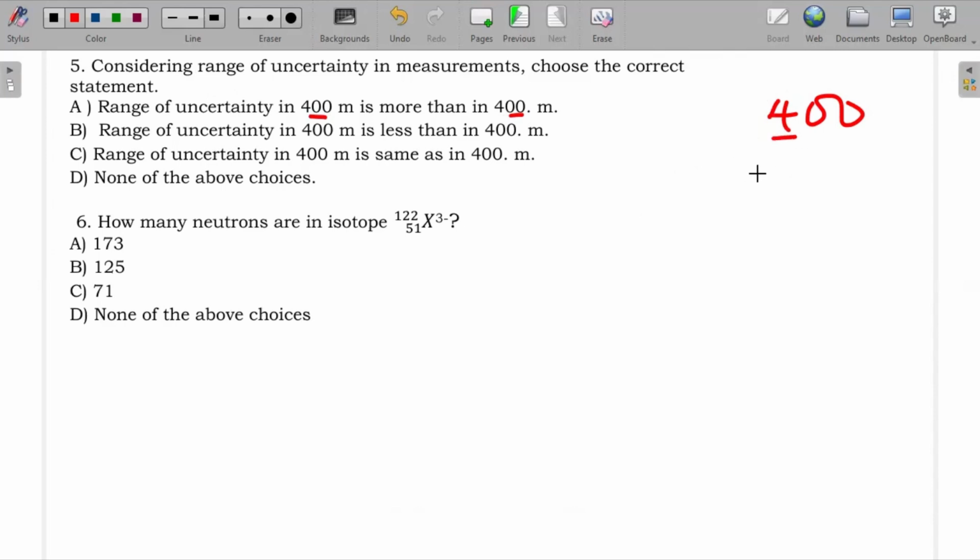4. Okay, so 4 is in which place? So these are the ones, tens, and then hundreds. So the last significant figure is in the hundreds. So the uncertainty there will be plus or minus 100 for 400.